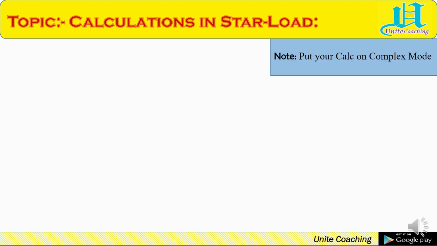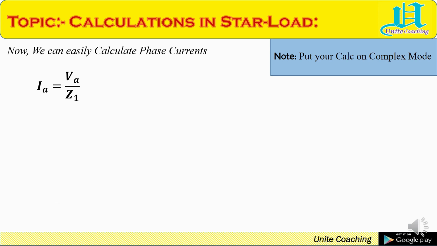Now before doing the calculations, you must remember to do the calculations in complex mode. Put your calculator on complex mode. So let us start with the calculations. IA is equal to VA divided by Z1. That means the value of current is equal to phase voltage divided by the impedance connected to that particular phase.